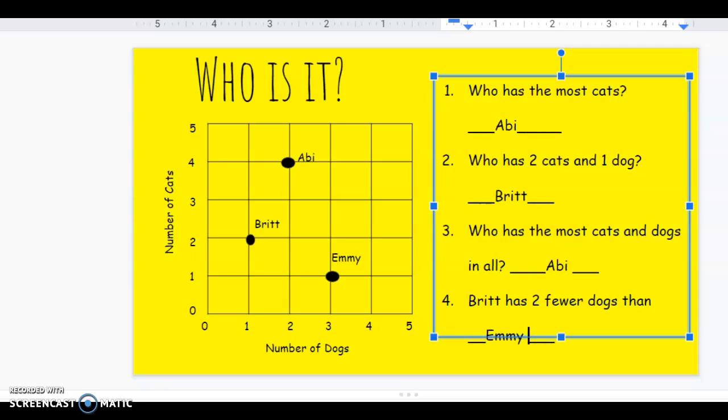Okay, so second graders, that is what you are going to do with your scatter plot and how you read it and answer the questions on all of the slides.